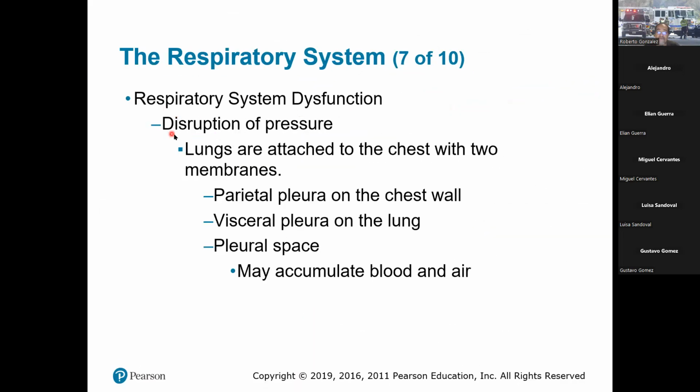Respiratory system dysfunction. You have disruption of pressure. The lungs are attached to the chest wall by two different membranes. One's called the parietal pleura, which surrounds the cavity itself, and the visceral pleura. Visceral means organs. It covers the organ itself, and those stick to each other. Now, whenever you have a stab wound or whatever, and you introduce a little bit of air in there, the lung collapses. So you need to watch out for those.